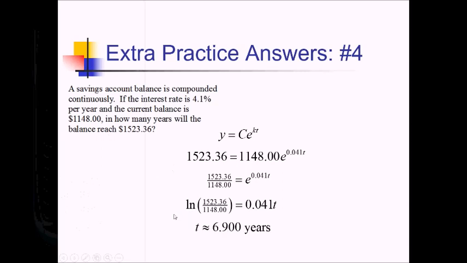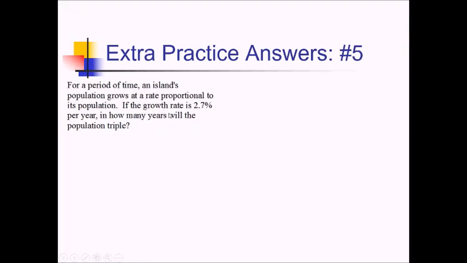So there we are. For this problem, for a period of time, an island's population grows at a rate proportional to its population. If we have this proportional to the population stuff, that means we have exponential growth whenever you're growing proportional to the output variable. So we're going to go with y equals CE to the KT is kind of the starting point for everything that follows here. Now, if the growth rate is 2.7% per year, in how many years will the population triple?